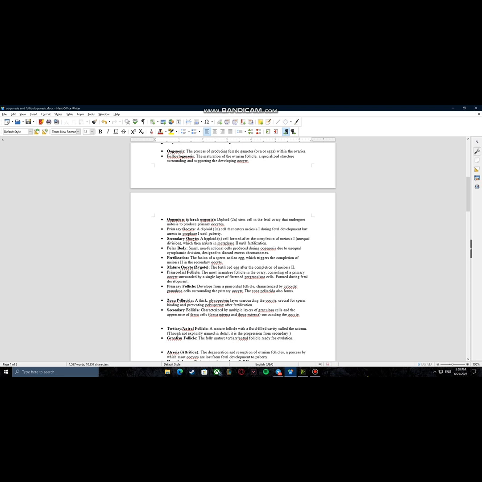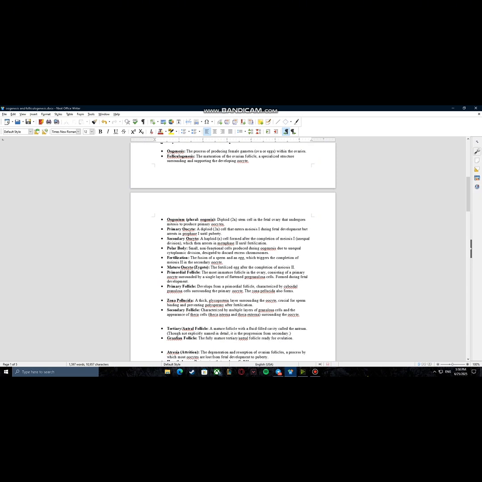Secondary oocyte is a haploid N, which means 23 chromosomes, cell formed after the completion of meiosis 1, which is an unequal division or reductional division, which then arrests in metaphase 2 until fertilization. Keep in mind that meiosis 2 is similar to mitosis. There is no reduction of genetic information. There is just a replication.